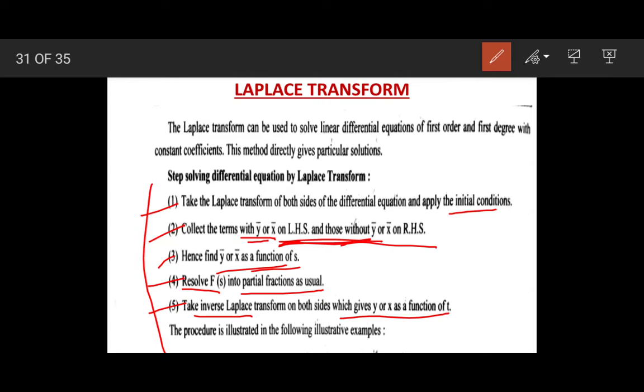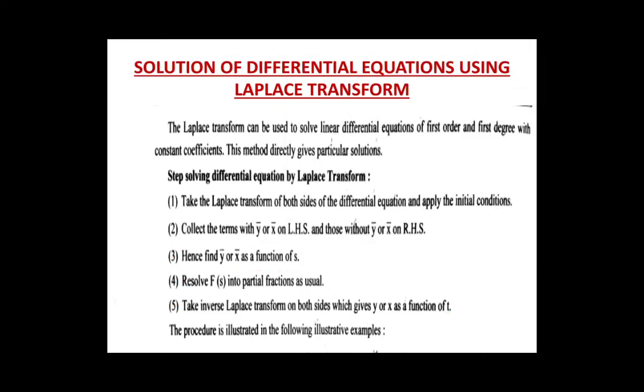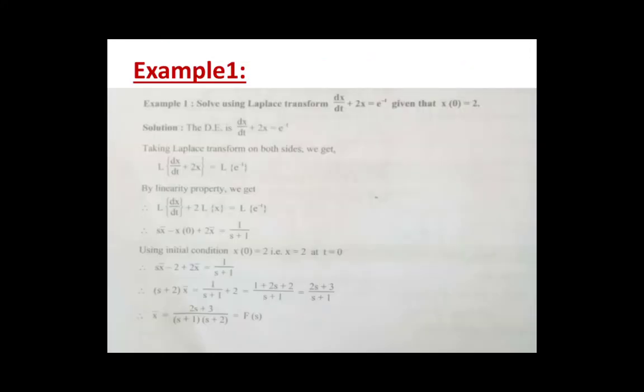So let's see an example. Here is the first example: solve dx upon dt plus 2x equal to e raised to minus t. Here the initial condition is given as x0 is equal to 2. Okay, now we are going to solve this by using the steps.